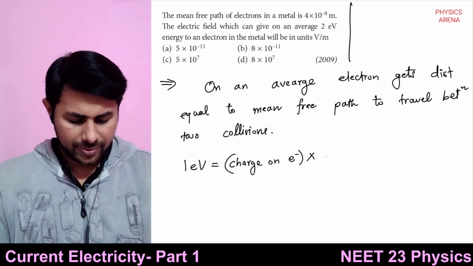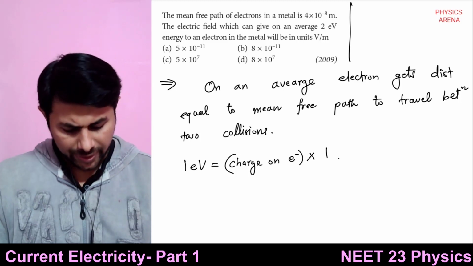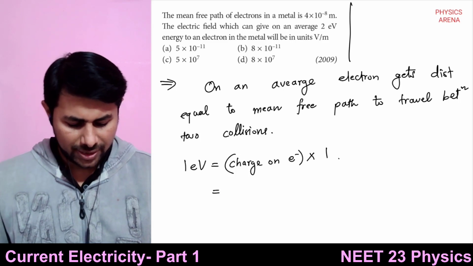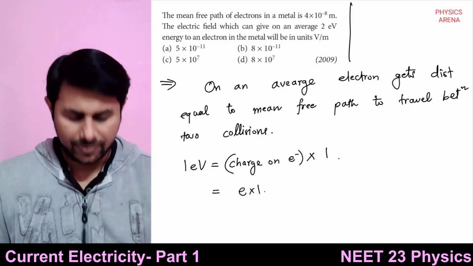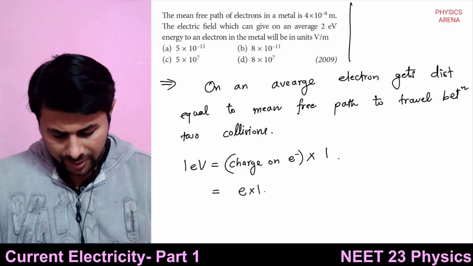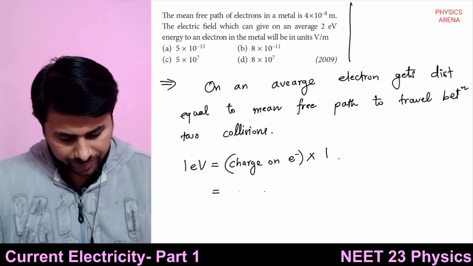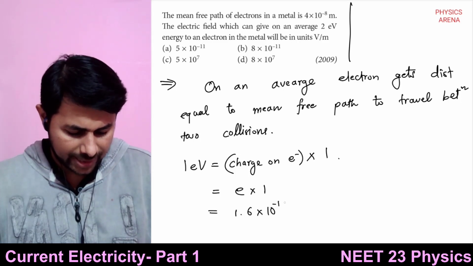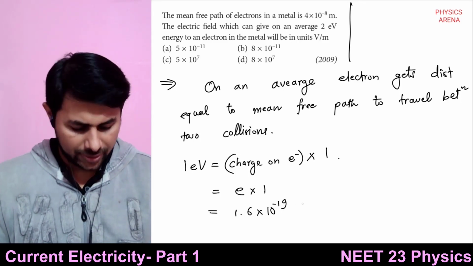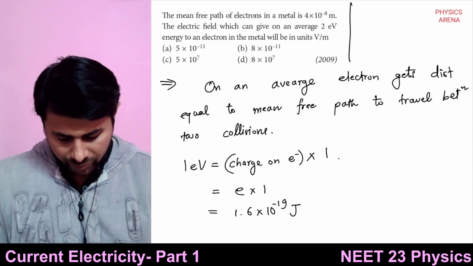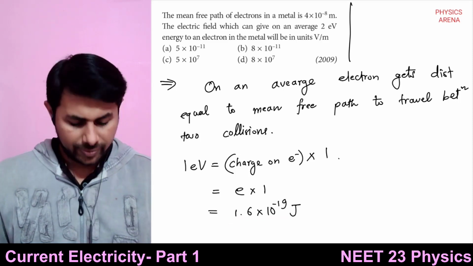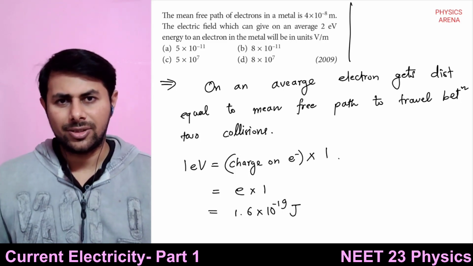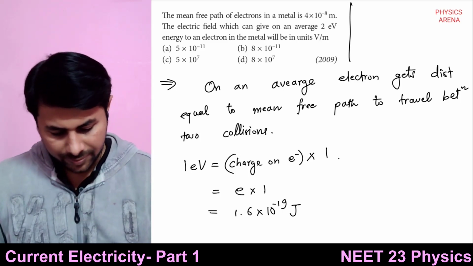multiplied by 1. Okay, because potential difference is 1, right? We can say charge on electron is e multiplied by 1, or we can say 1.6 multiplied by 10 raised to minus 19. This is charge on electron. And we want energy, so it is joules. 1 electron volt is 1.6 multiplied by 10 raised to minus 19 joule. Got it?